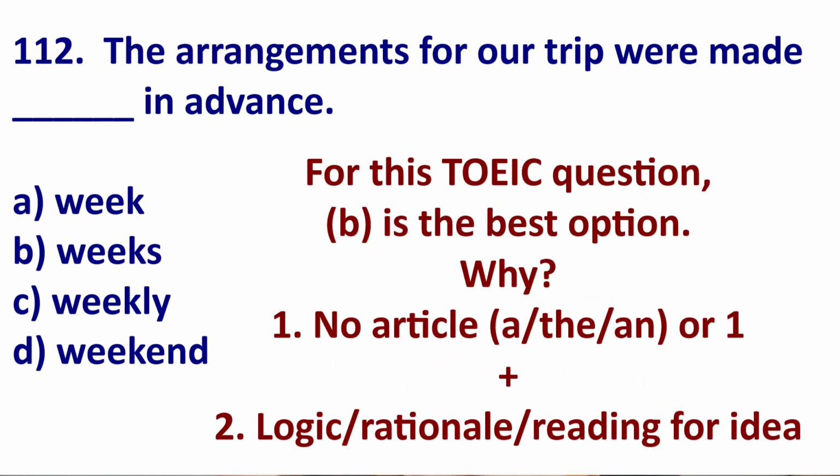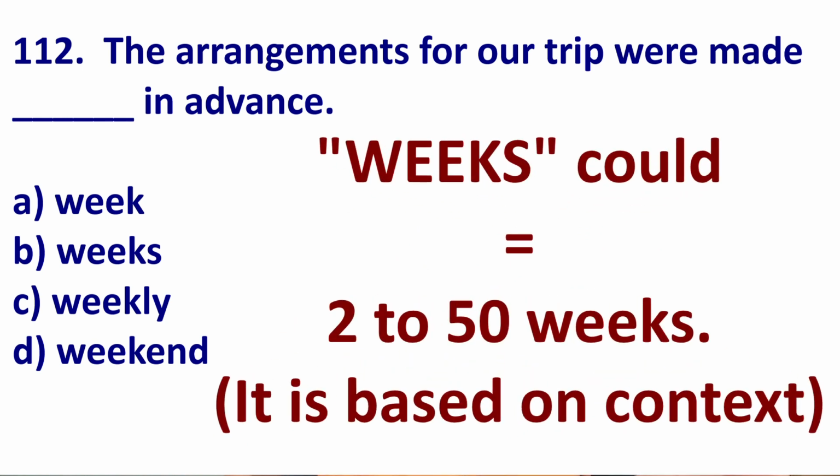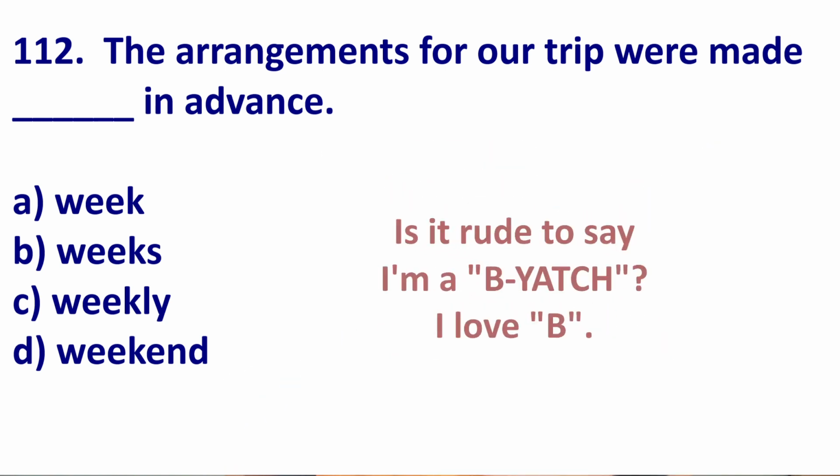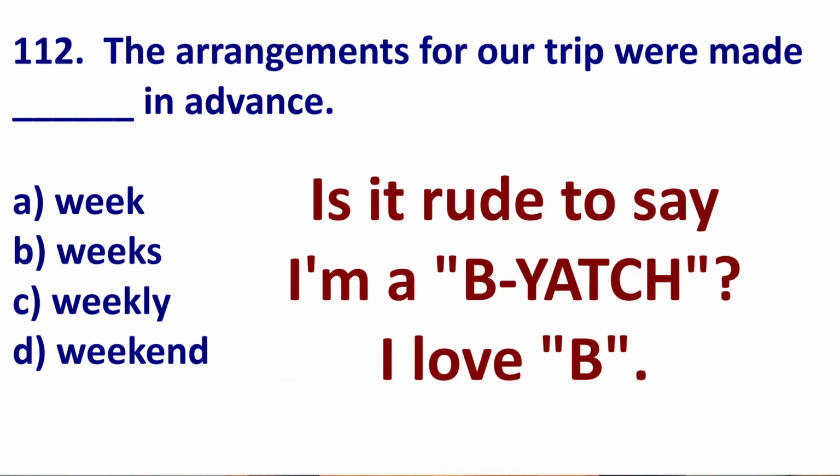So you can see for this TOEIC question, we're saying I took a trip and I made arrangements for the trip weeks before I took it. Weeks, because we do not have an article. We do not have weeks in advance. So once again, the answer is B.